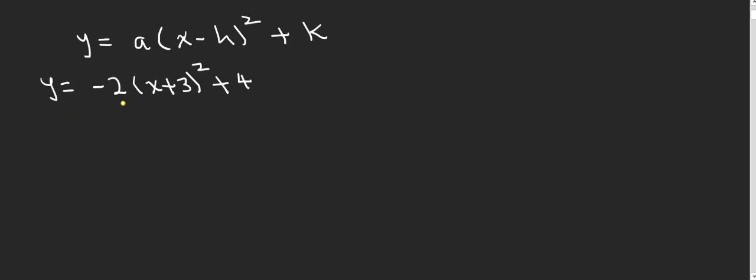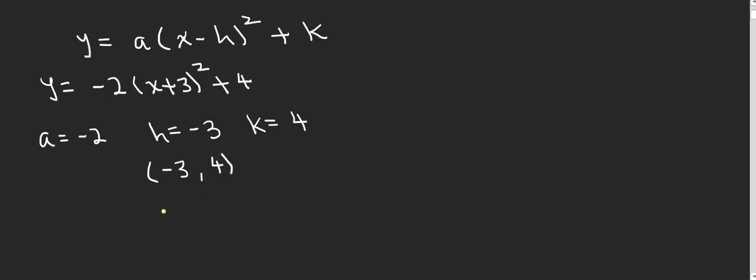So we got y equals negative 2 quantity x plus 3 squared plus 4. So your a is negative 2. And what is your h? H is going to be not 3, but negative 3. Because, notice, the formula says x minus h, and this is x plus 3. So h has to be negative 3. What about k? K is going to be 4. Therefore, your vertex is negative 3 comma 4. And your axis of symmetry will be x equals h, which is x equals negative 3.